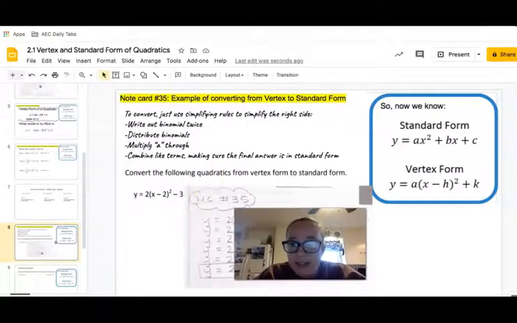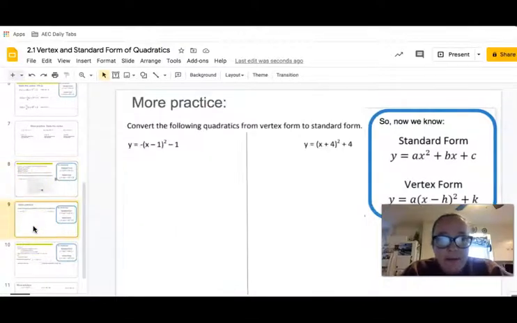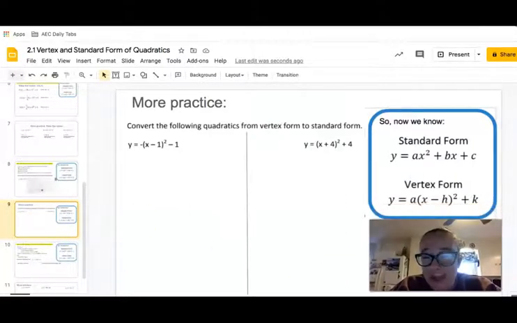All right, so that was note card 35. Now here are some more examples of converting the quadratics from vertex to standard form. These are not note card level for you, but I do want you to practice these. So pause me, maybe do it on the back of your note card 35. Practice these, maybe a scrap sheet of paper, and then come back and check yourself.